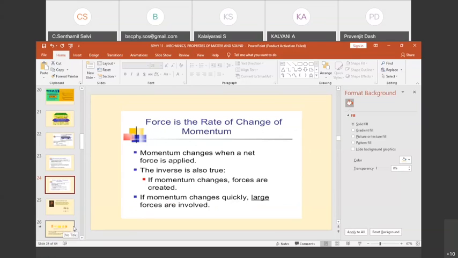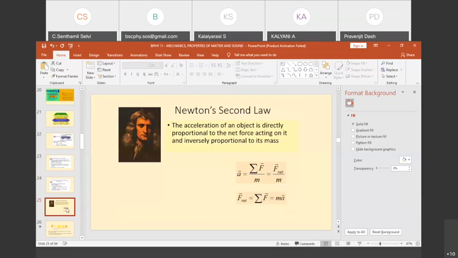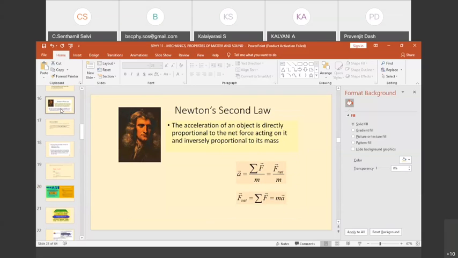And the force, already I told you, momentum changes when a net force is applied. So that is the inverse. If momentum changes, forces are created. If momentum changes quickly, large forces are involved. That is the first time showing Newton's first law.